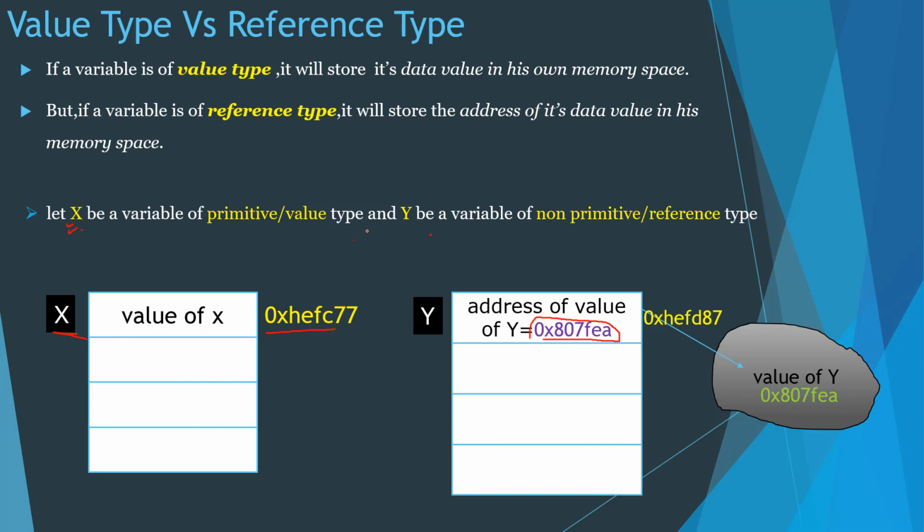So we summarize two points here. Value types directly hold their value in their own memory space, that is, the memory allocated by the system. And reference types contain the address of their value in their memory space. I think it makes sense.